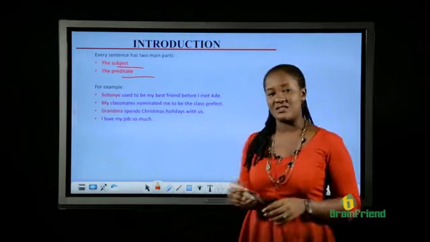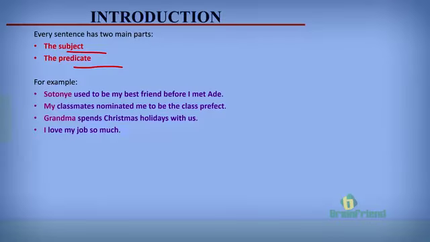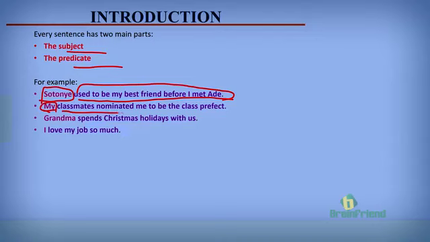Now let's look at these sentences on the board to properly illustrate the parts of sentences. The first sentence is, Sotoye used to be my best friend before I met Ade. Sotoye is the subject, and the whole of this part is the predicate. Everything that makes up this part of the sentence is the predicate. The next sentence says, my classmates nominated me to be the class prefect. My classmates is the subject, and every other thing here is the predicate of this sentence.